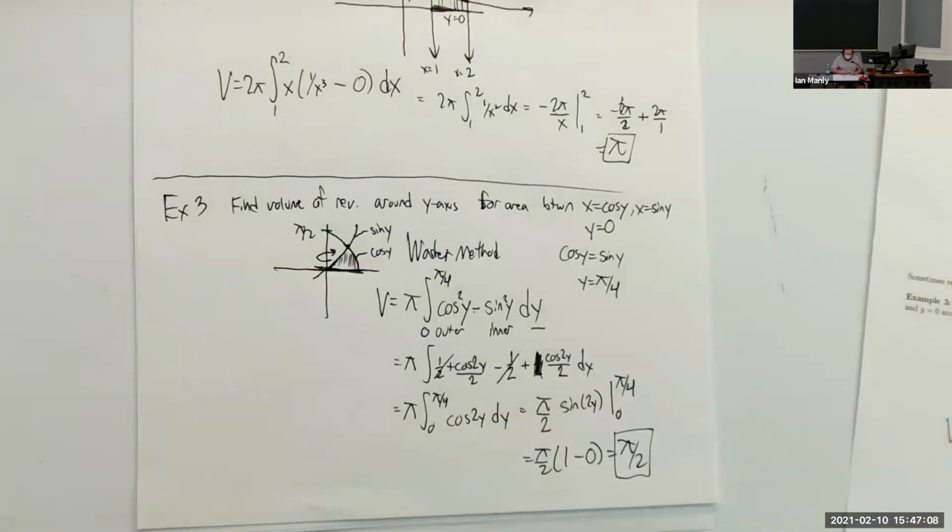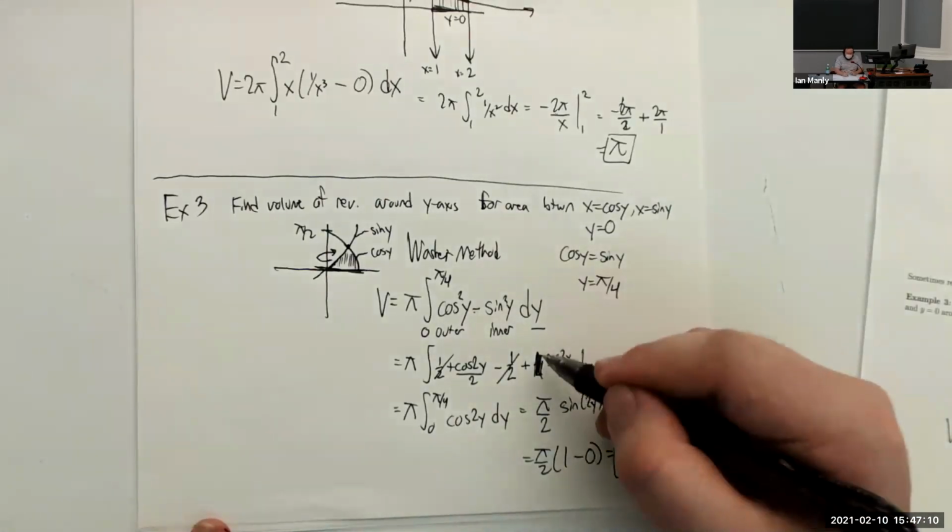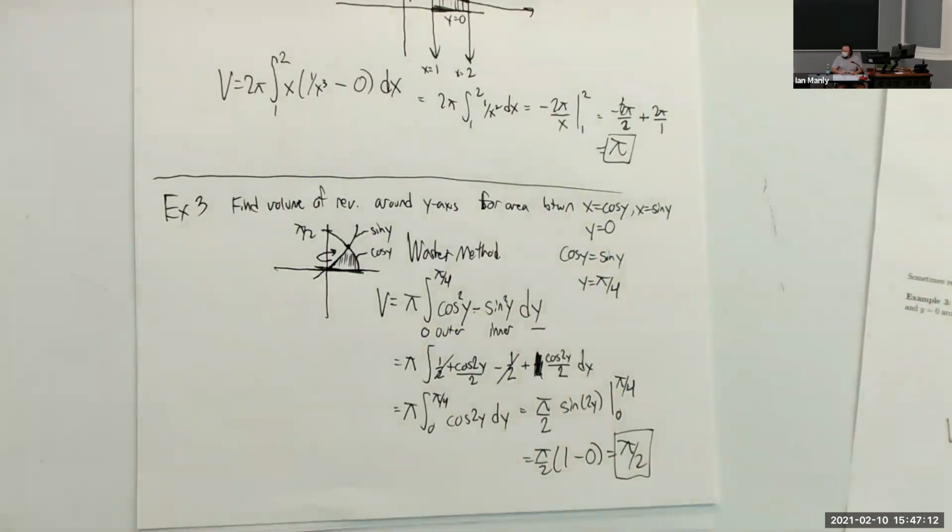What was the dark blob here? I accidentally wrote an extra 1/2 here, so I scribbled it out. I wrote too many 1/2s. All right, so there we go.